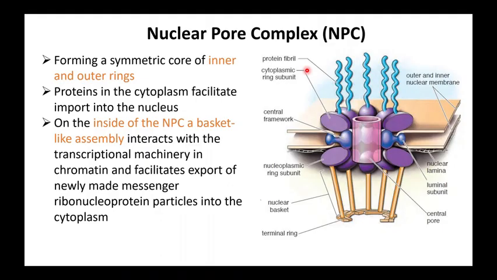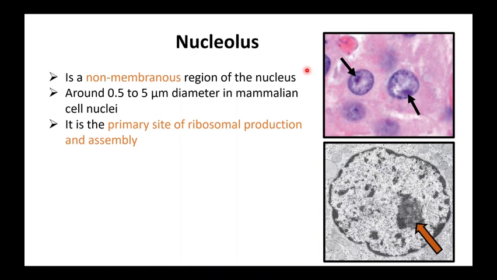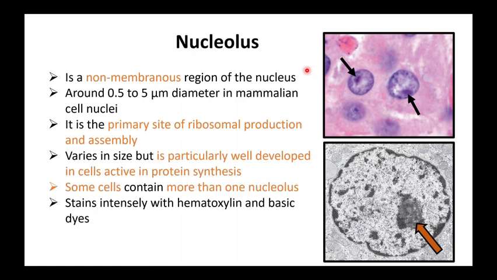What is nucleolus? Nucleolus is the non-membranous region within the nucleus, and it's 0.5 to 5 micrometers in diameter in mammalian cells that you can see. And this is the primary site for production of ribosomes. Why do we need the ribosome? So should the nucleolus be prominent in a cell forming protein? Yes. Should the rough endoplasmic reticulum be prominent in a cell producing protein? Yes. Makes sense? That's how we can see that the cell is active or not active.